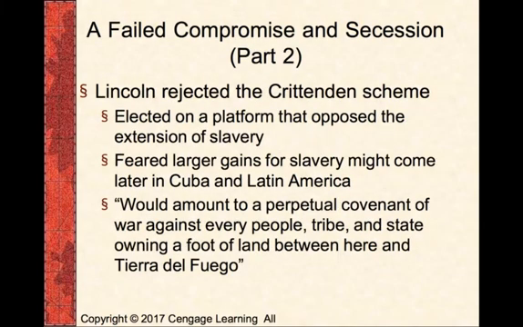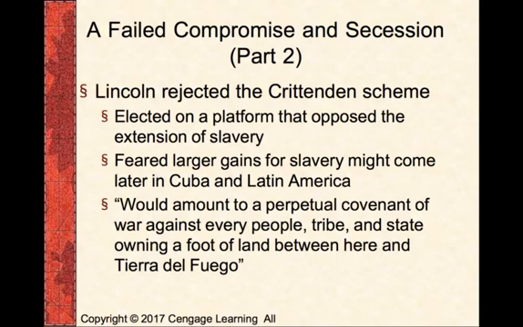Lincoln rejected the Crittenden scheme because he was elected on a platform that opposed the extension of slavery. Now, Lincoln, you have to understand here that Lincoln wasn't necessarily an anti-slave president. He wasn't elected to destroy slavery. He was elected to stop the extension of it. There's a famous quote of Lincoln's, I think it's in the next chapter, but it talks about how if he could reunite the country without freeing a single slave, he would do it. And if he could reunite the country and free all the slaves, he would do that too. Because ultimately it was the task of reuniting the country that Lincoln was after.